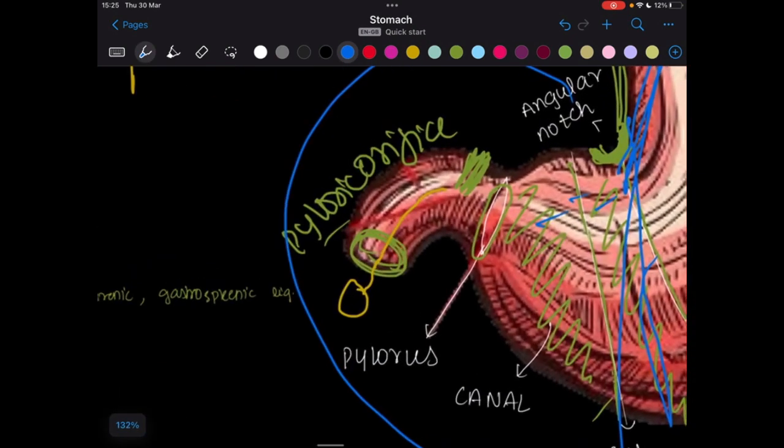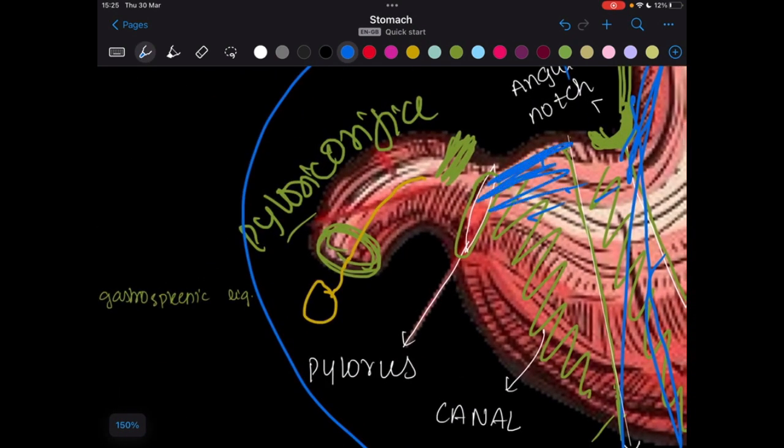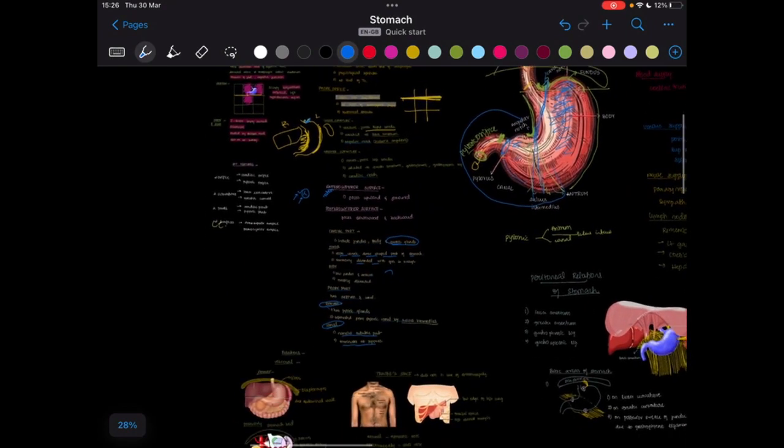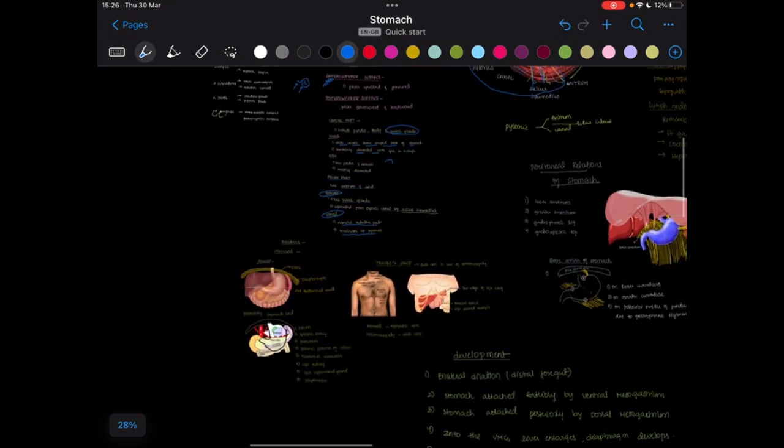See, the pyloric canal, whatever I'm showing you in the blue, is terminating at the pylorus. This is the pylorus. So the pyloric canal terminates at the pylorus, which is a narrow tubular-like structure. So this is about the external features of the stomach. After that, we'll see the relations.